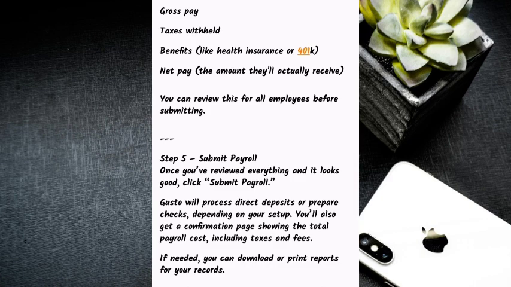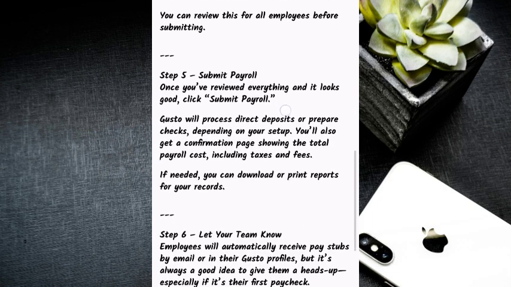Step five is to submit payroll. So once you've reviewed everything and it looks good, go ahead and click submit payroll. Gusto will process direct deposits or prepare checks, depending of course on your setup. And you will also get a confirmation page showing the total payroll cost, including taxes and fees. And if needed, you can download or print reports for your personal records.